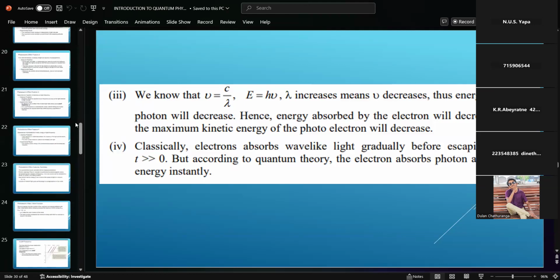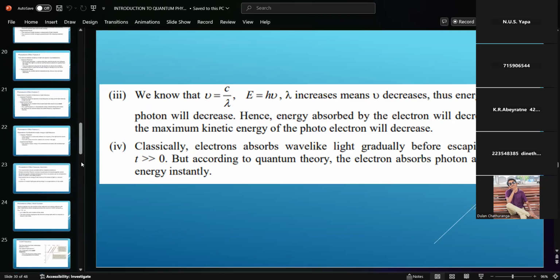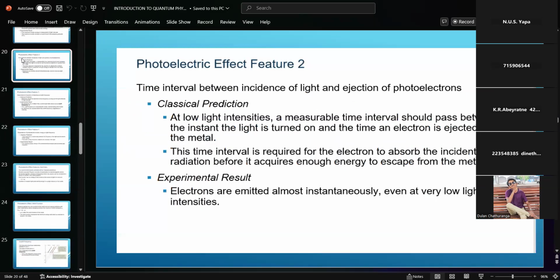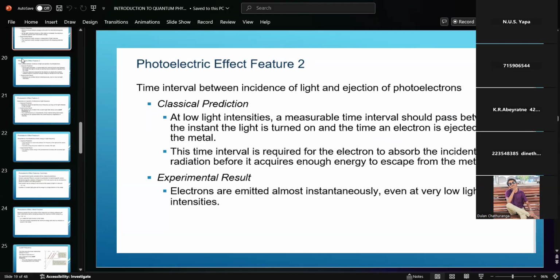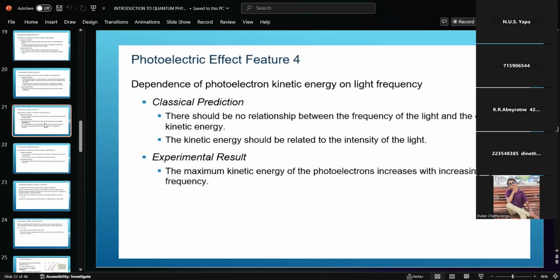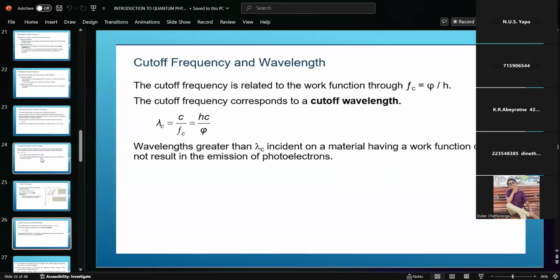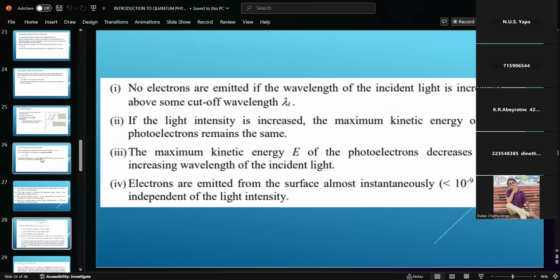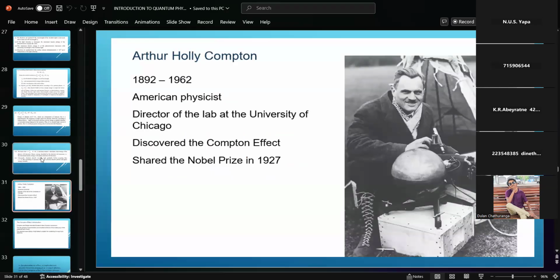Right? You need to practice and practice, because sometimes a question will come asking for the explanation of the photoelectric experimental results. One or two can come, right? I explained features 1, 2, 3 and 4, and here I summarized all the results: how the classical theory fails and how the quantum theory treats them, right? Then you have to practice it. Before going to the quantum effect, we have to discuss some questions, right?